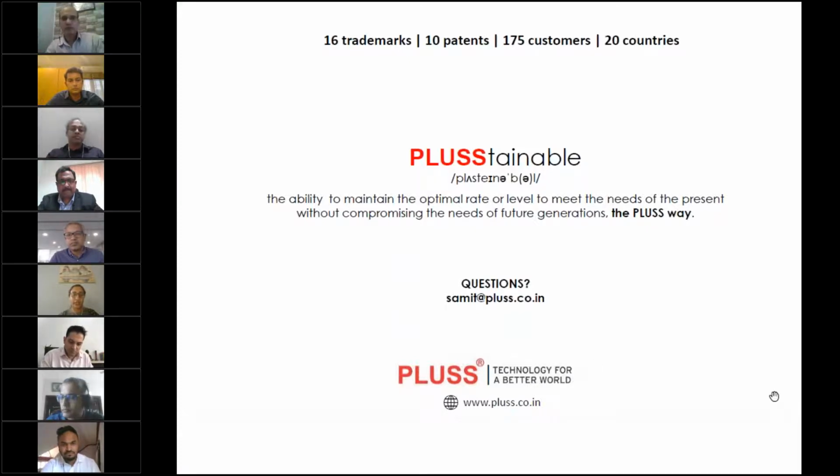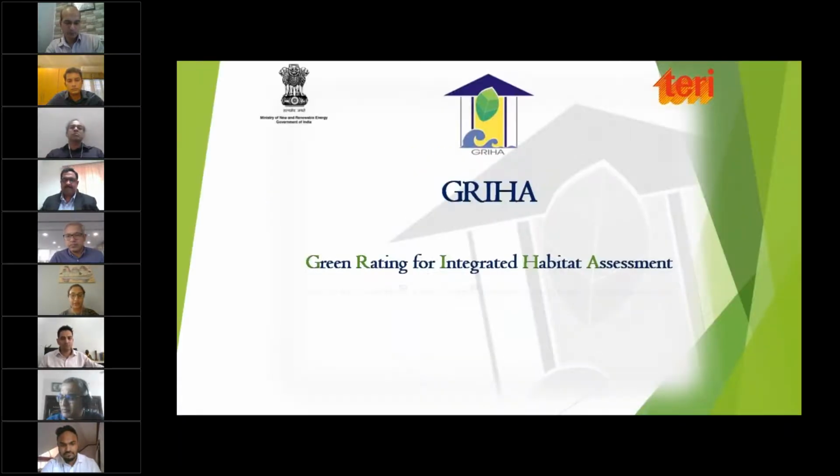Prior to joining Griha, he has worked as expert consultant and at the Ministry of New and Renewable Energy, and he has represented the ministry at various state level workshops. So let's hear from him the building side of it. So we've looked at the technologies. Now let's hear from him.